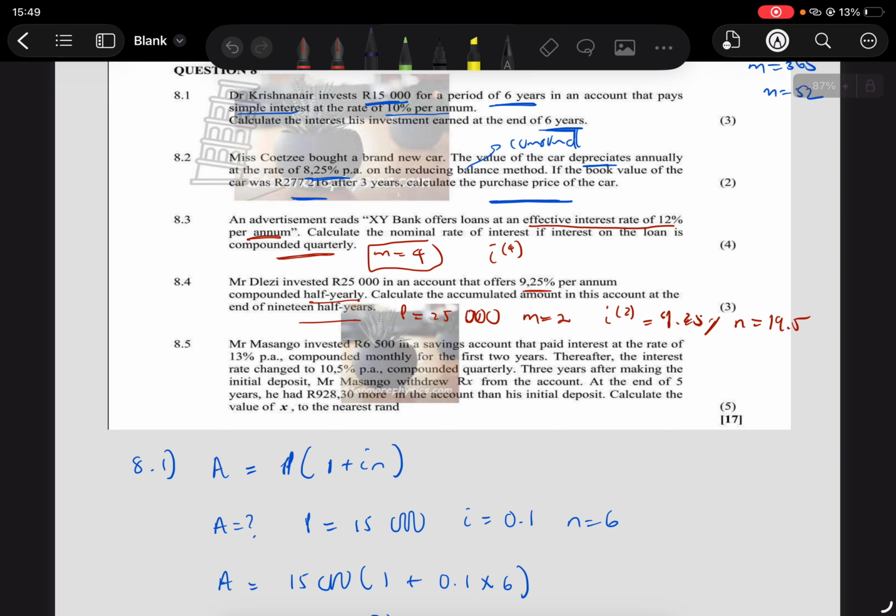Mr. Masango invested R6,500 in a savings account that paid interest at the rate of 13% per annum compounded monthly, and this was done for the first 2 years. Thereafter, the interest rate changed to 10.5% per annum compounded quarterly. 3 years after making the initial deposit, Mr. Masango withdrew RX from the account. At the end of 5 years, he had R928.30 more in the account than the initial deposit. Calculate the value of X to the nearest rand.